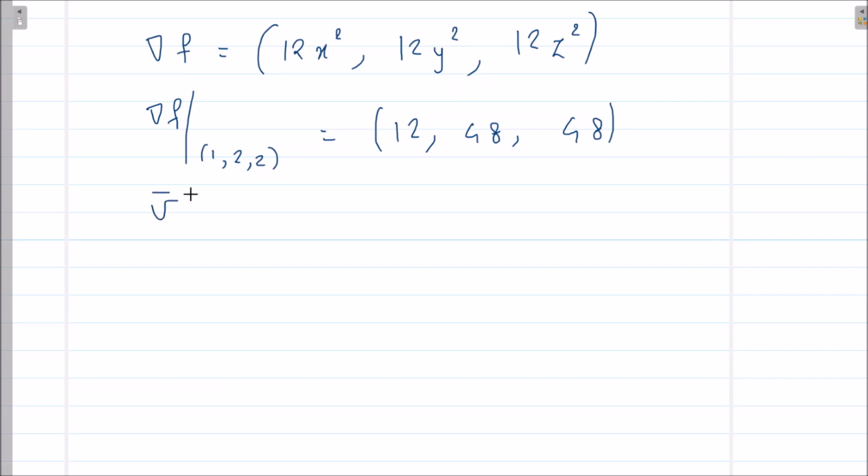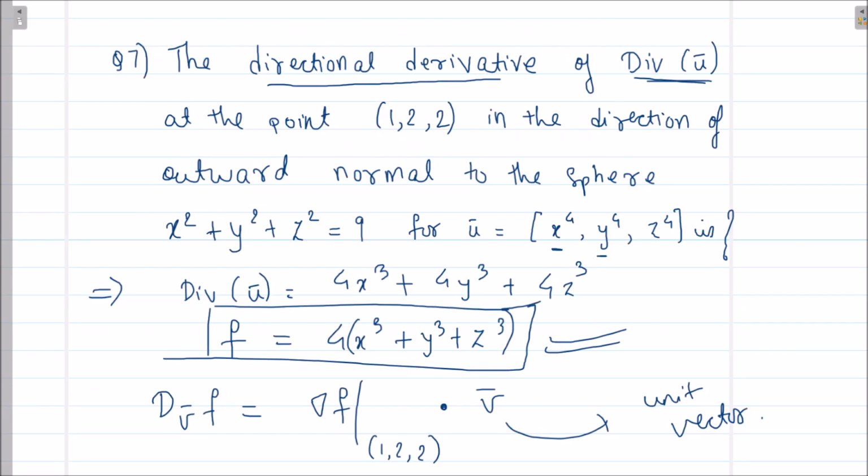Now the question is what is your v bar? The directional vector is given to you indirectly. Okay, the direction is what? It is outward normal. So I will take plus grad of the surface. If they would have said inward normal, then you would have taken minus of grad of this function. Not grad f, minus of grad of this function.